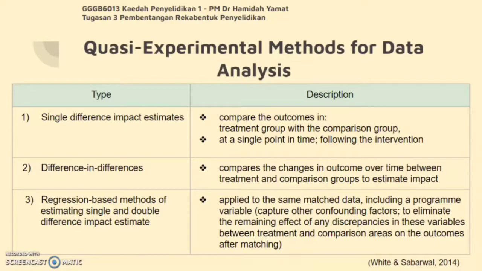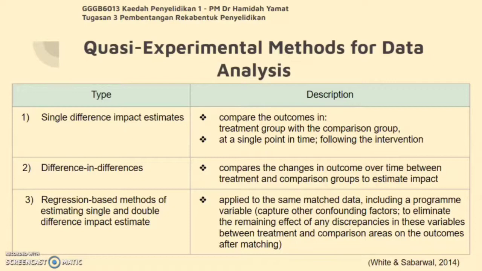I will now continue with the quasi-experimental methods for data analysis. There are three types of quasi-experimental methods for data analysis that I will mention today. The first one is called the single difference impact estimates. It compares the outcomes in the treatment group with the outcomes in the comparison group at a single point in time following the intervention.